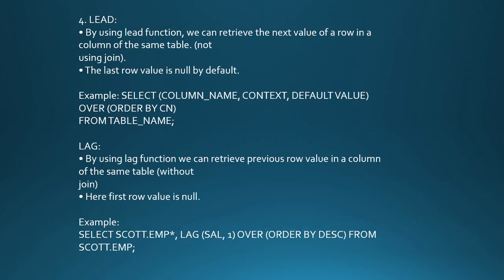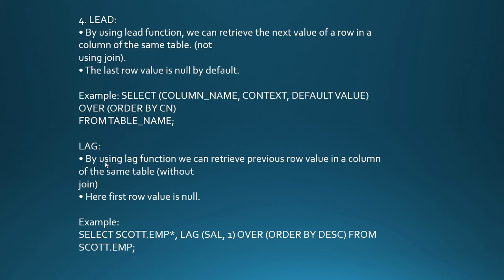Next one is lead. By using the lead function, we can retrieve the next value of a row in a column of the same table, not using a join. The last row value is null by default. Example: select column name, count, default value over (order by column name) from table name.